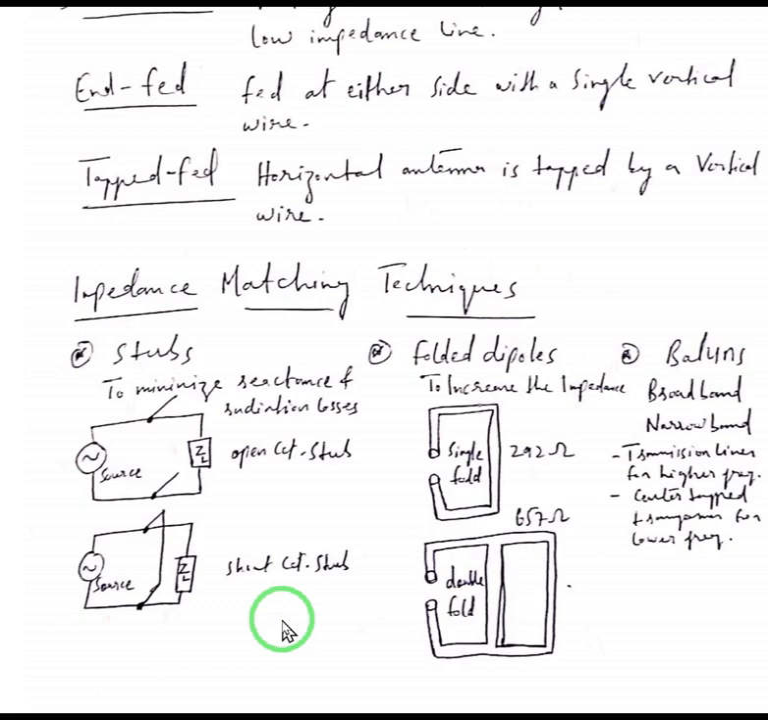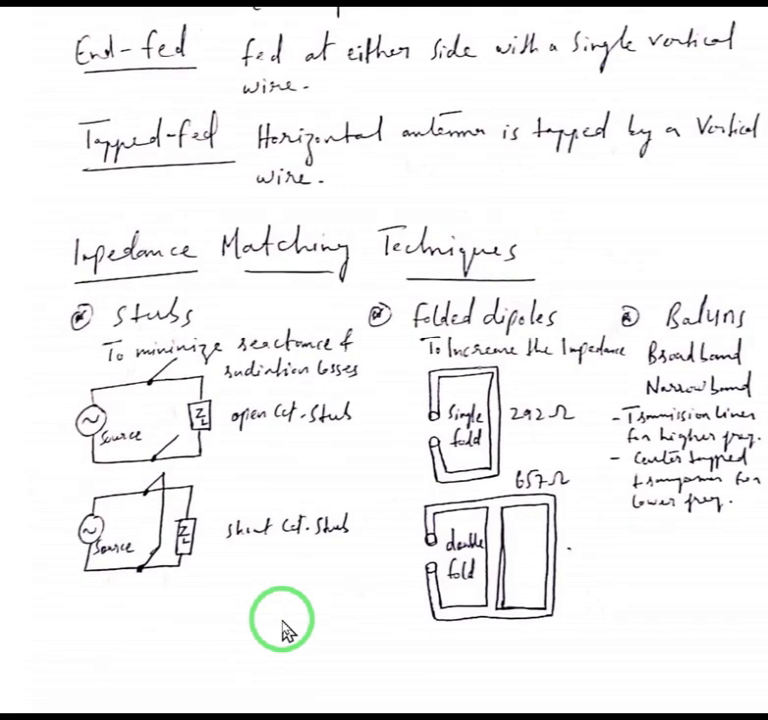This stub method is used to minimize the reactance and the radiation losses of the antenna. The second method is called folded dipoles, and the next one is balanced and unbalanced. Folded dipoles are used to increase the impedance of the antenna in order to match it with the source.